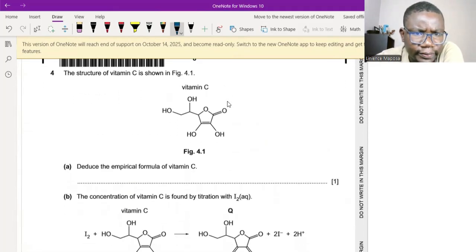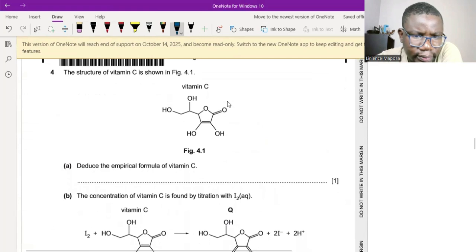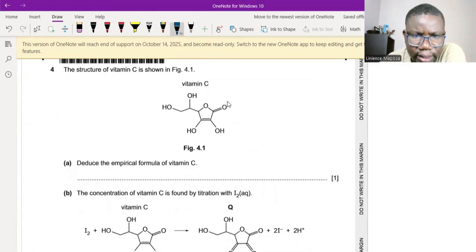The structure of vitamin C is shown in figure 4.1. There is vitamin C. Deduce the empirical formula of vitamin C. This one is just counting, isn't it? How many carbons are in here? 1, 2, 3, 4, 5, 6. So I'm writing the molecular formula now: C6. And how many hydrogens? Let me deal with the hydrogens now.